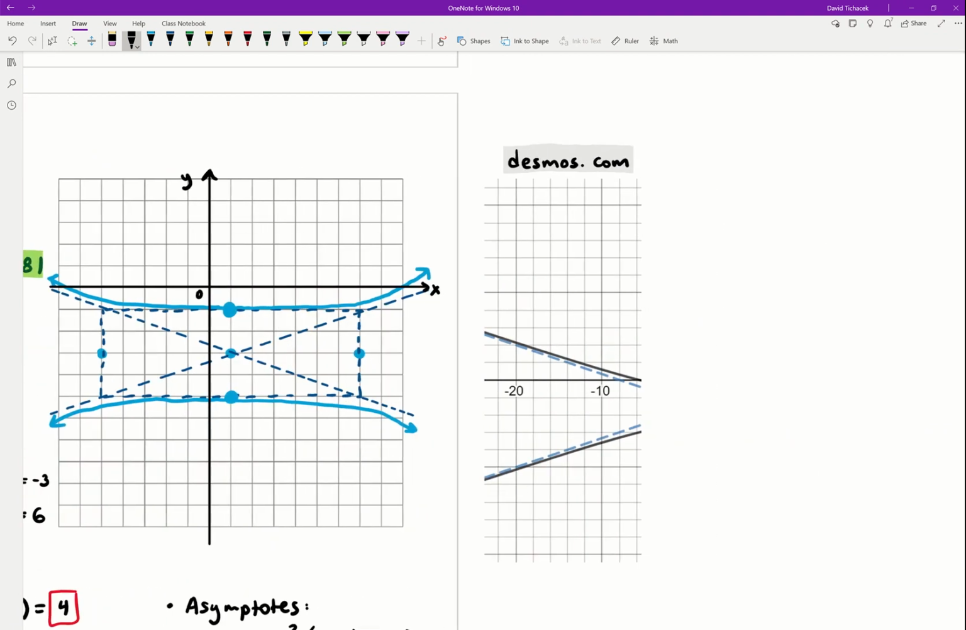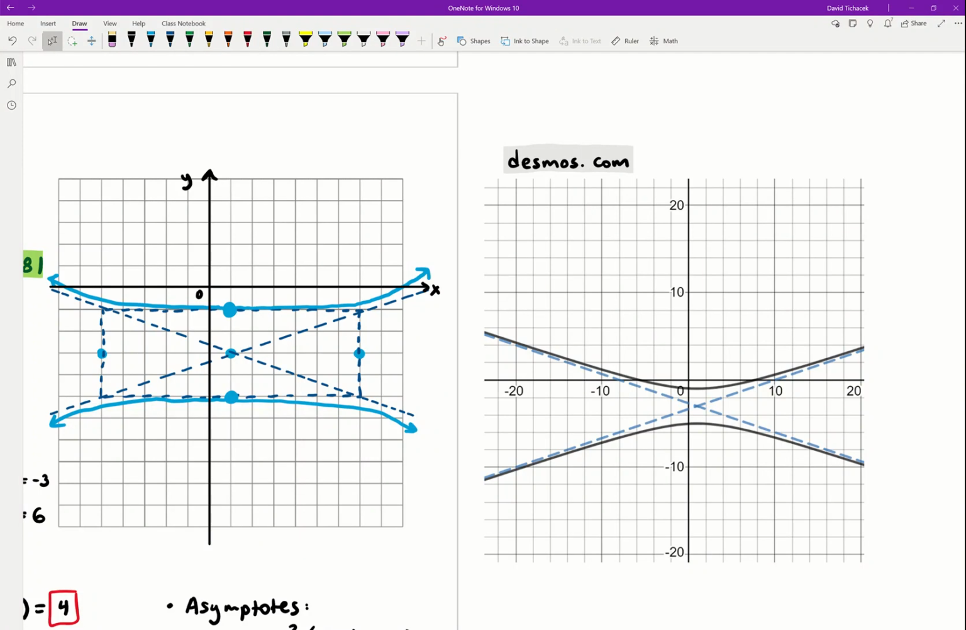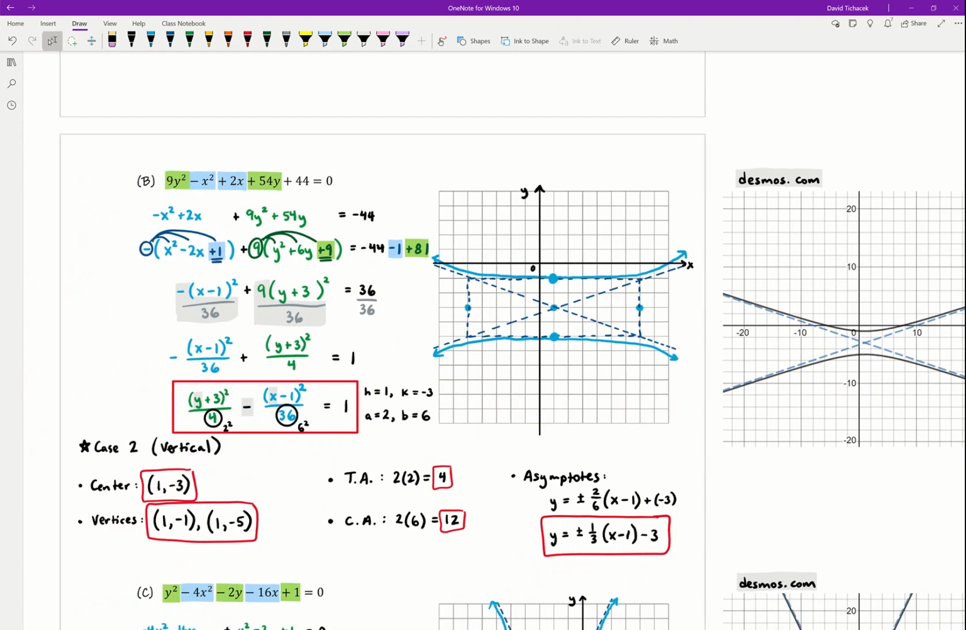Here is a little bit more of a computer-generated image of that hyperbola. Again, this is from Desmos.com. You could feel free to use that service as well, just to kind of check your results here. But I think that that's pretty good.